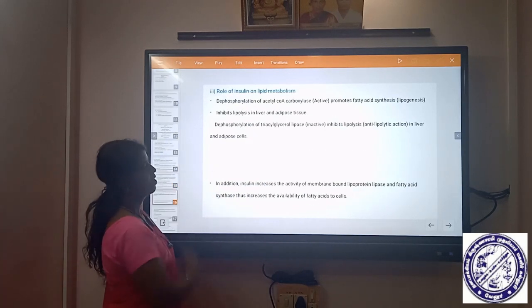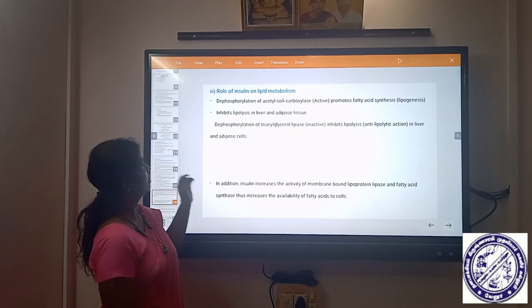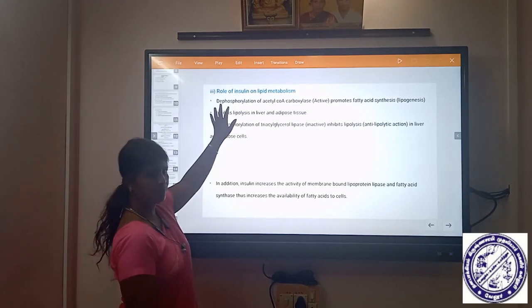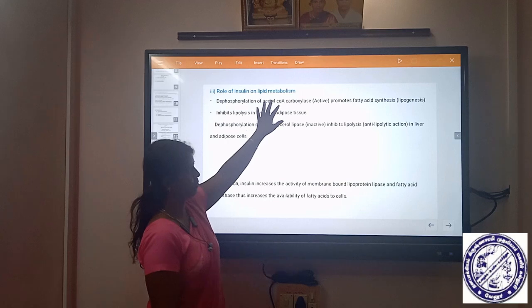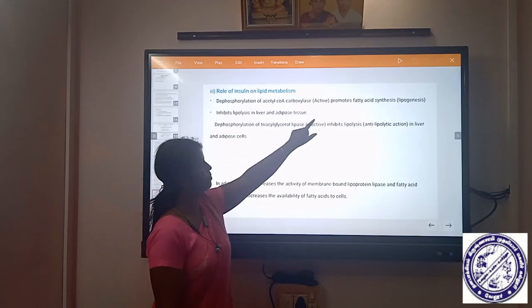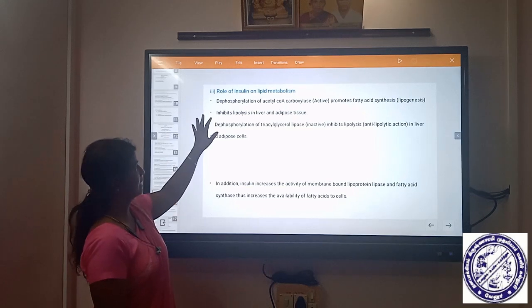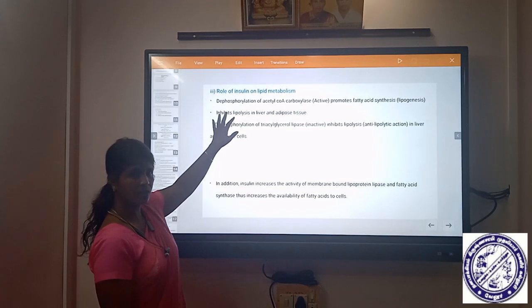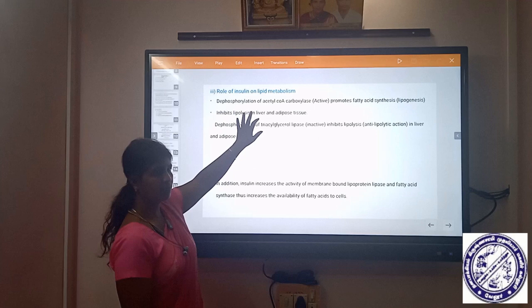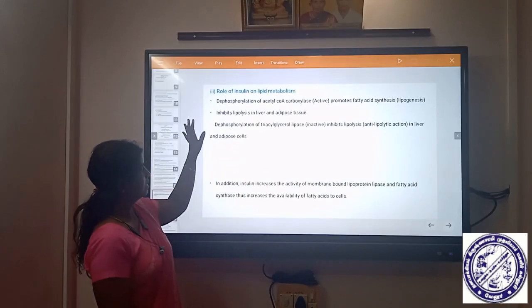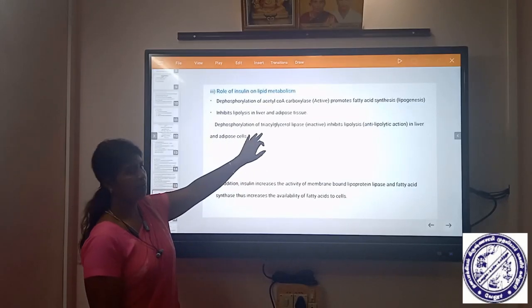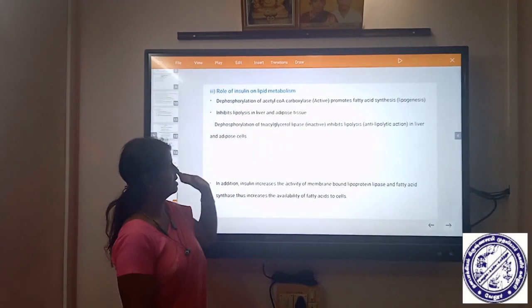Then, role of insulin on lipid metabolism. In this process, it dephosphorylates acetyl-CoA carboxylase. Thereby it promotes fatty acid synthesis, that is lipogenesis. Then it inhibits the lipolysis process, which takes place in liver and adipose tissue, by dephosphorylation of triacylglycerol lipases.